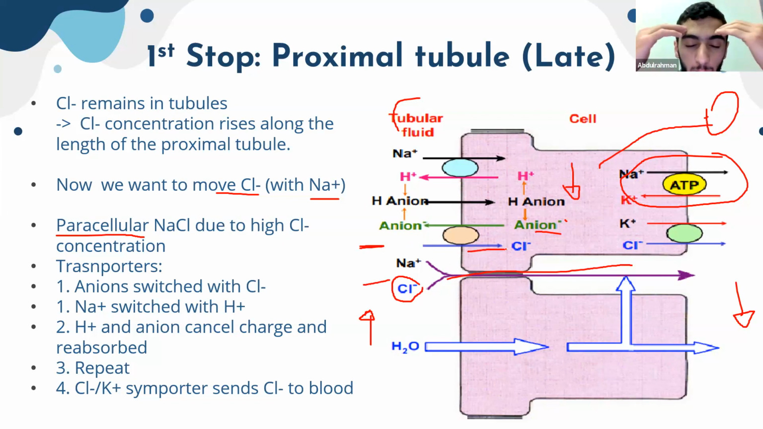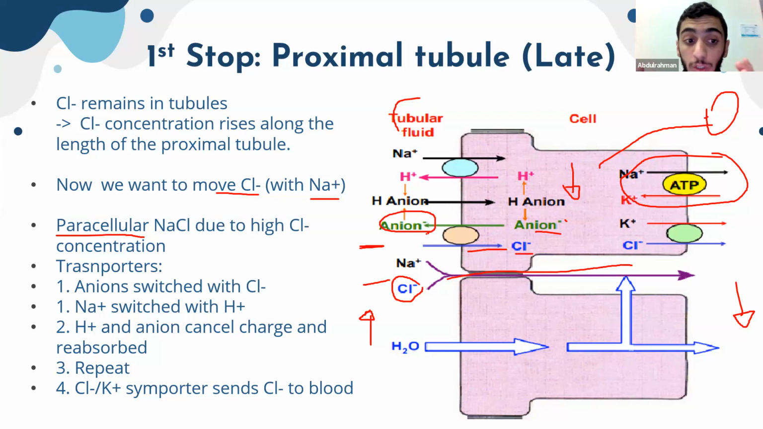Like if we want to think about it theoretically, tamam, it could either move into the cell with a positively charged substance, or move into the cell and then kick out a negatively charged substance. So what does it do in this case? It moves into the cell and then it kicks out a negatively charged substance.